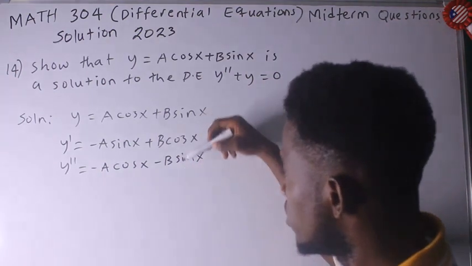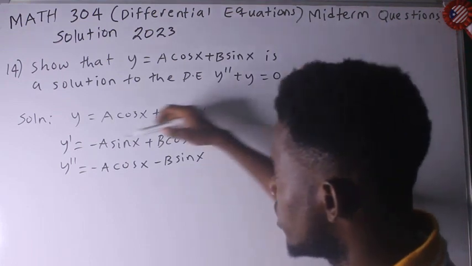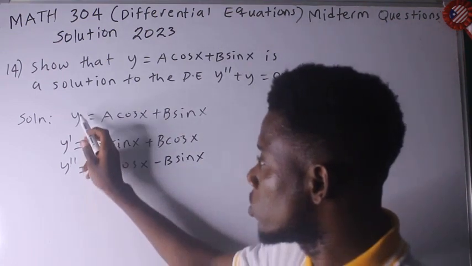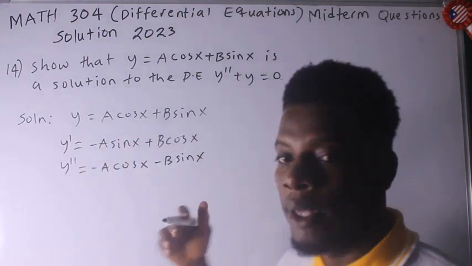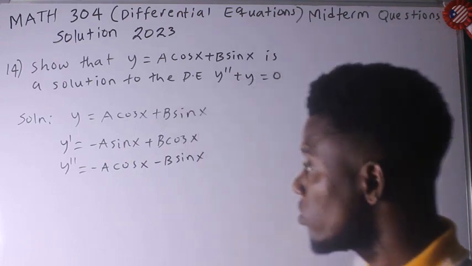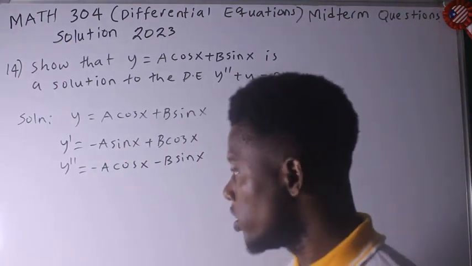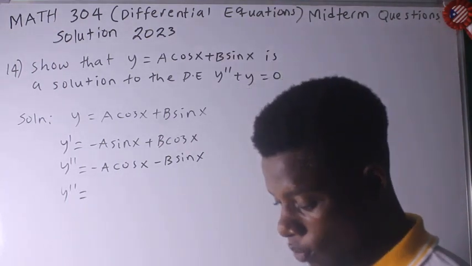We can take this and this and add them to see whether we get 0. Obviously, we add them because this is y prime prime plus y equals 0. So y prime prime plus y, we add this and this, they are going to cancel out. This and this are also going to cancel out. Because all of them cancel, you have 0 equals 0. That's just one method.